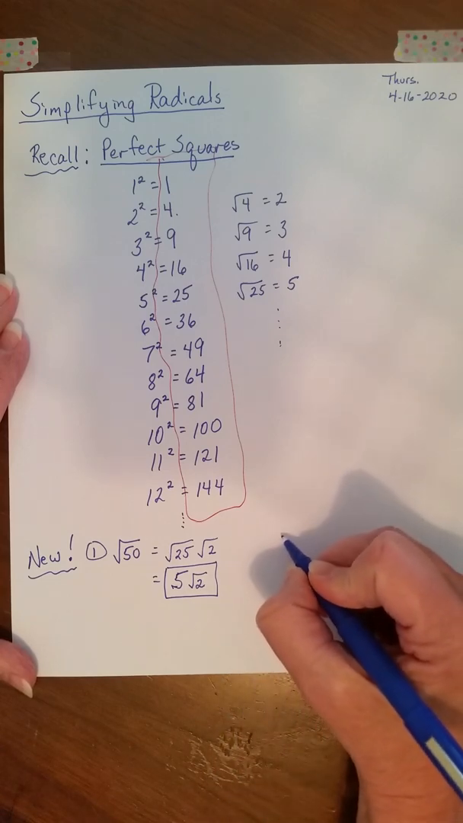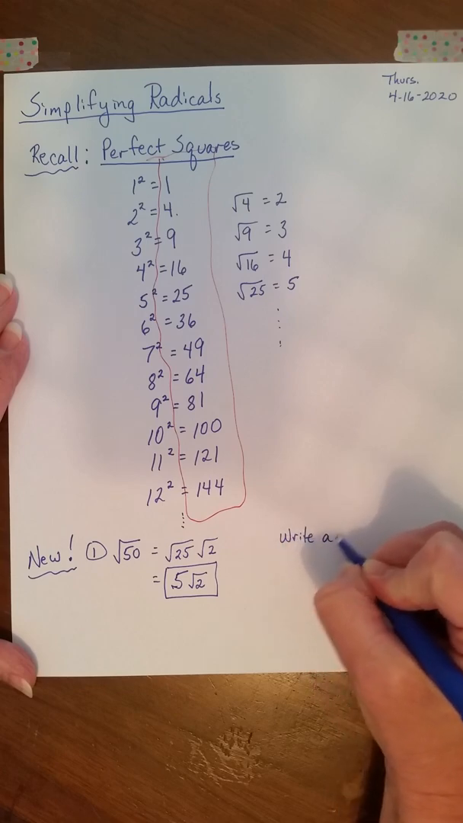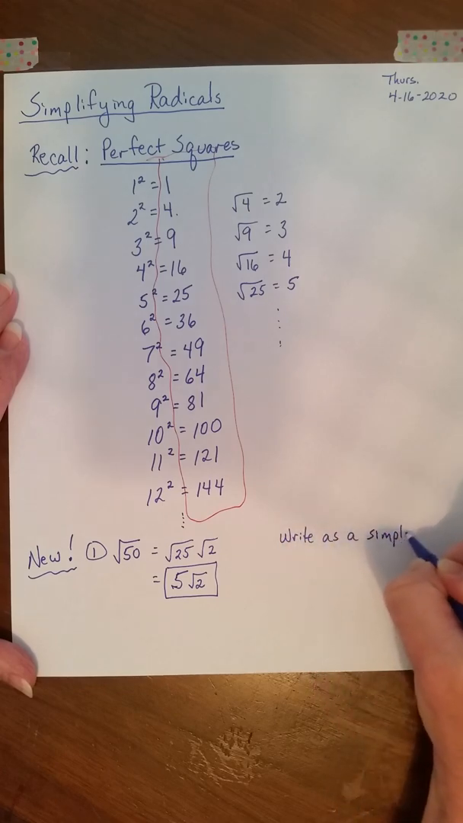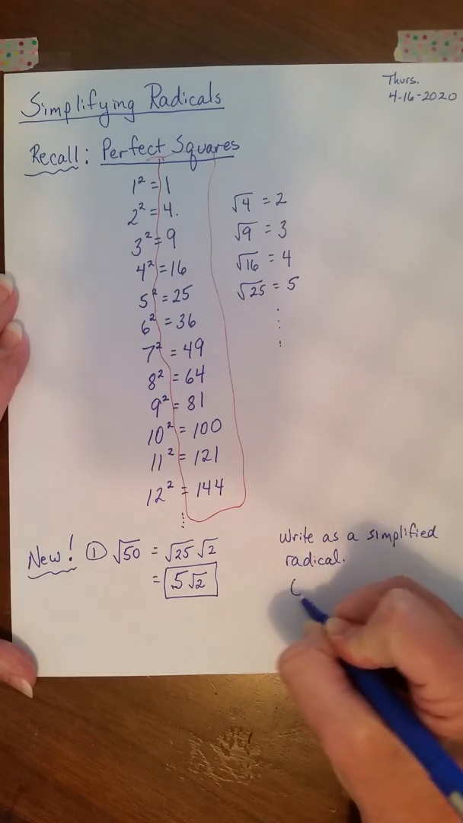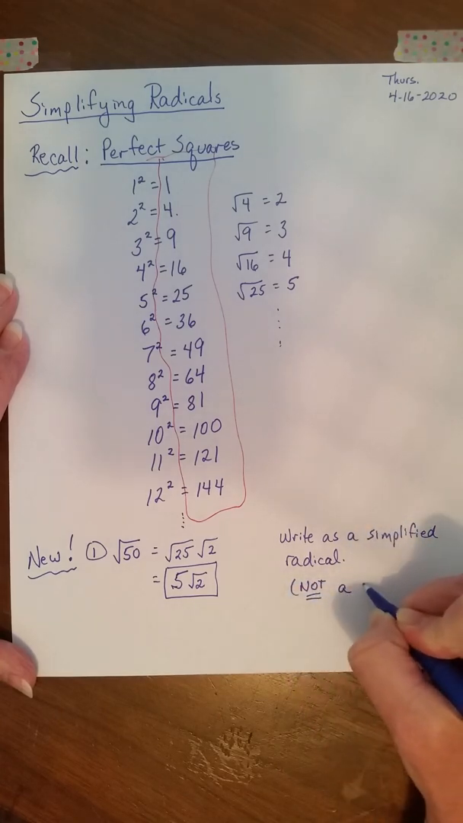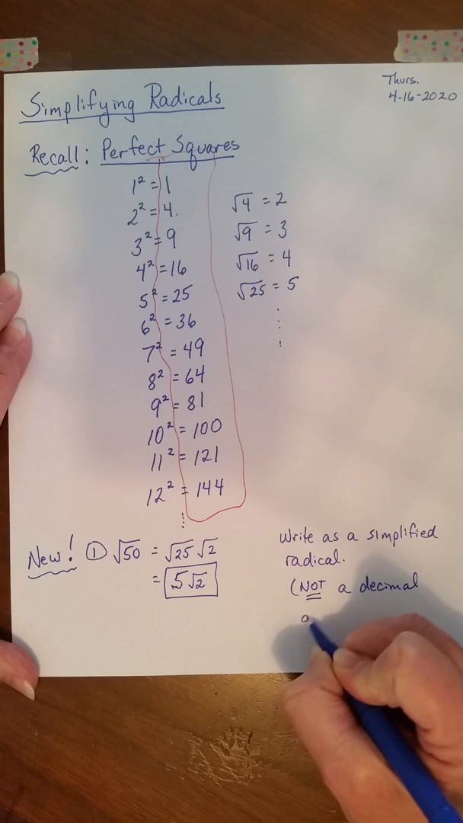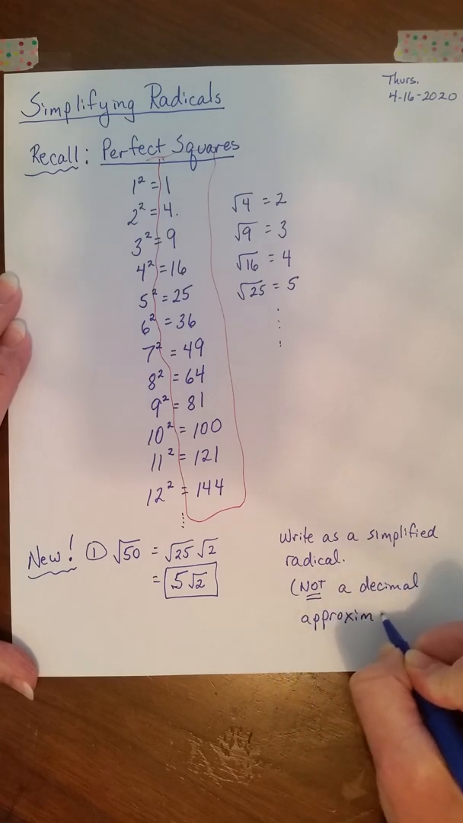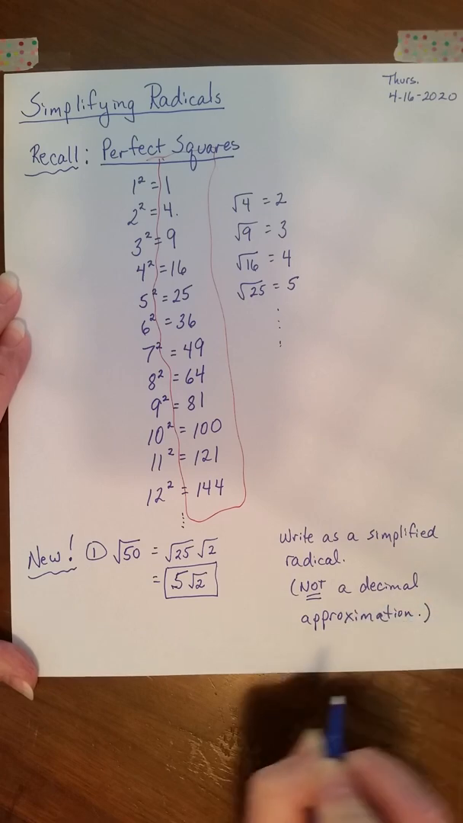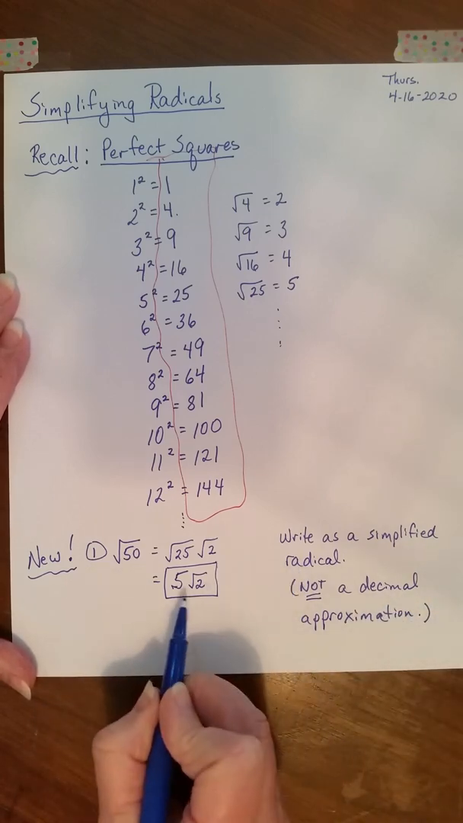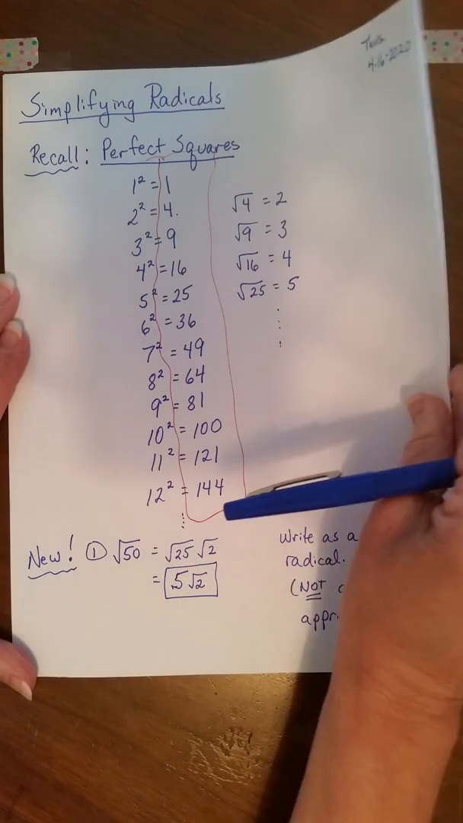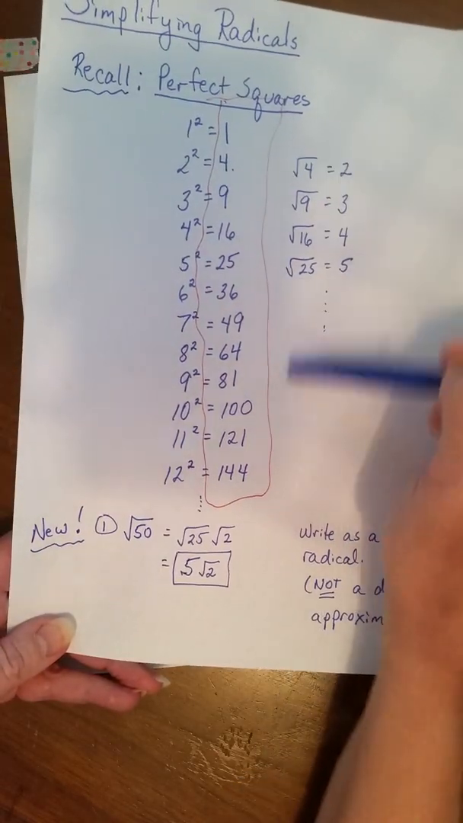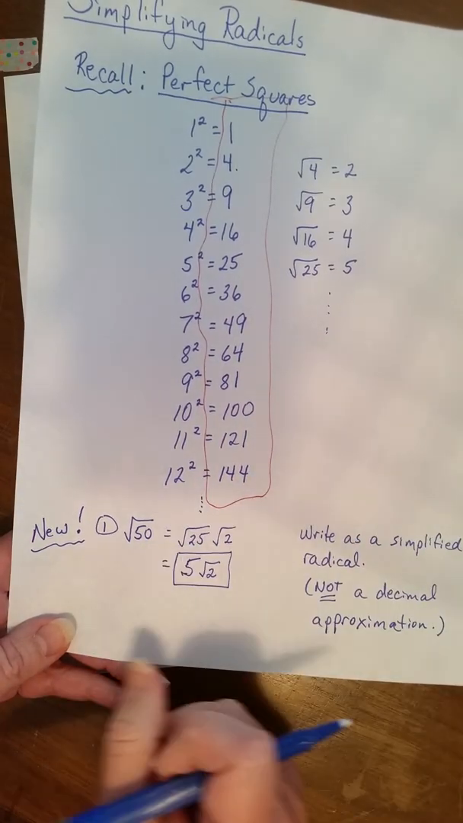So the directions are going to say write as a simplified radical, okay? Not a decimal approximation. Okay? We don't want a decimal approximation. This is an exact answer, 5 square root 2. Okay? Now let's do a few more of those. Okay, keep your list handy. In fact, I would recommend memorizing this list. Have this list memorized, this list of perfect squares.